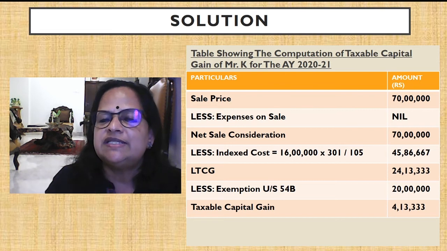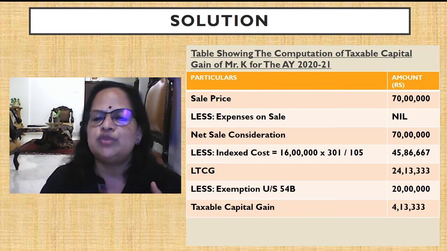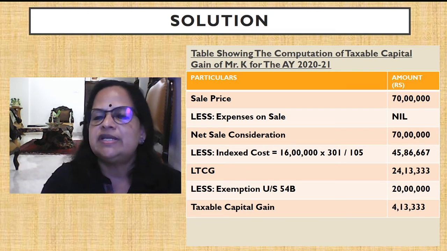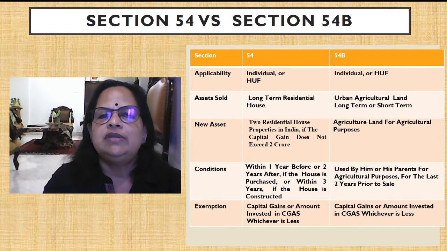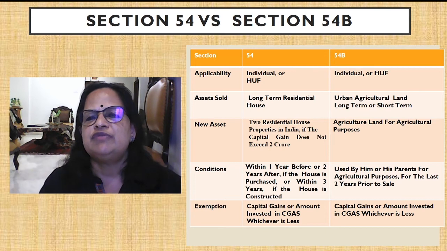Less exemption under section 54B. He bought another agricultural land within 2 months for 20 lakhs. So taxable capital gain is 4 lakhs 13,333. Now the last slide for this module is where I am comparing section 54 and section 54B.